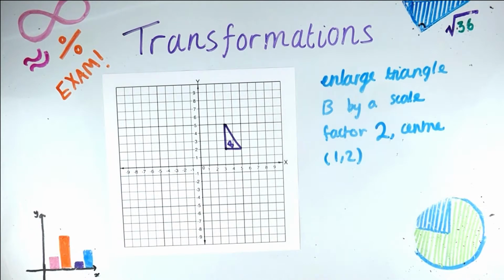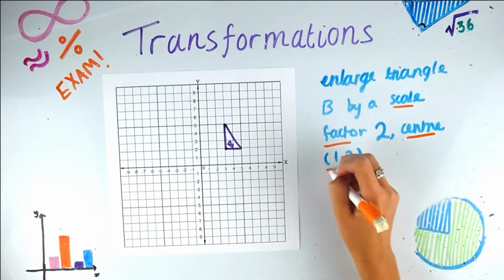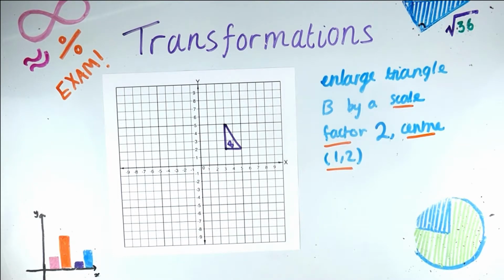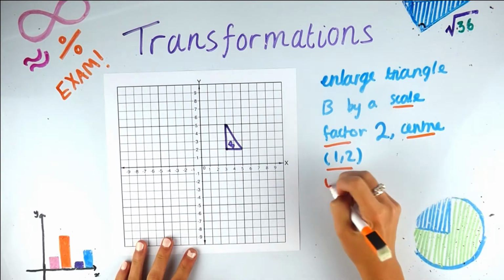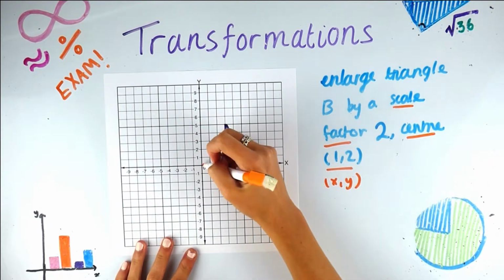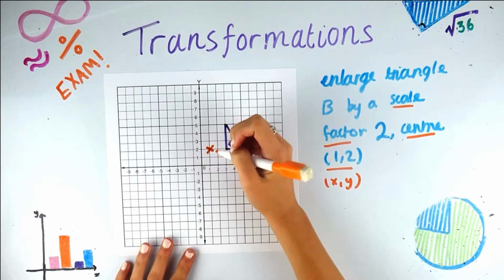So the next question is enlarge triangle B by a scale factor 2, centre (1, 2). As we can see, just like at the start, we discussed it needs a scale factor and it needs a centre. So it's given us all the information we need, so let's do it. First thing to do with an enlargement is find the centre. So (1, 2), this is the x coordinate and the y coordinate. So along 1 and up 2. This is the point we're enlarging from.